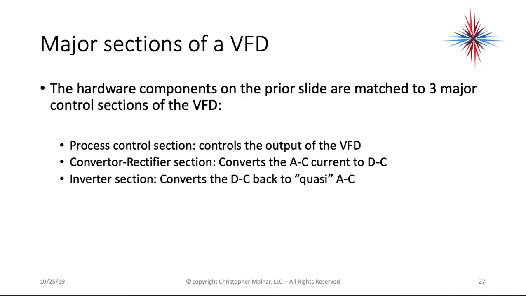The hardware components on the prior slide are matched to 3 major control sections of the VFD. First, we have a process control section. This controls the output of the VFD. You have a converter rectifier section. It converts the AC current to DC. You have an inverter section. It converts the DC back to a quasi-AC.